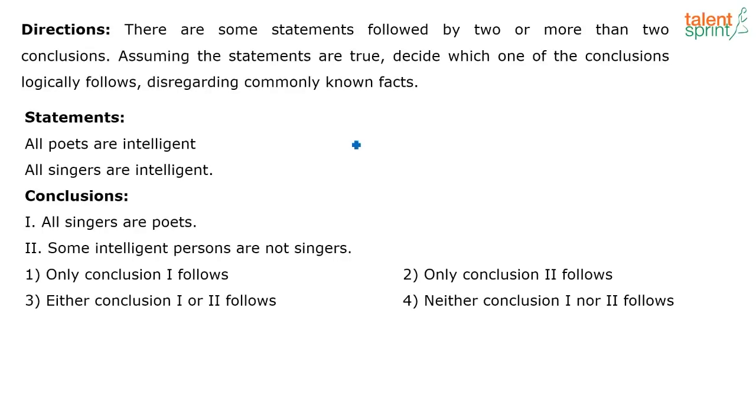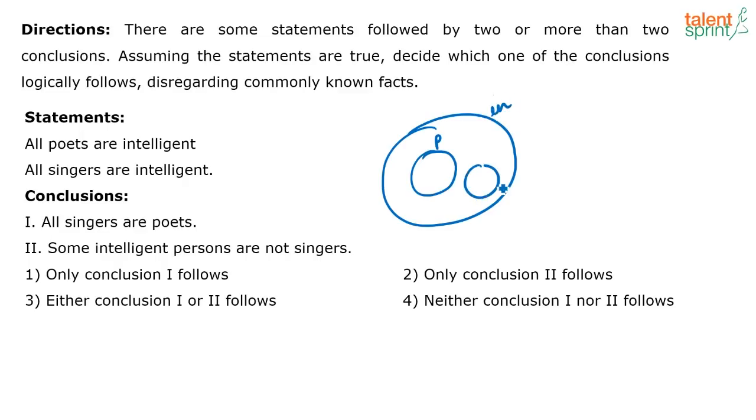Now what is given here? All poets are intelligent. All singers are intelligent. So this is singers, this is poets. I've drawn it with minimal overlapping. There can be intersection among them also. We don't know, so for now I have drawn it like this. Now what is given here? All singers are poets. Again, that's a possibility, not a surety. So this conclusion does not follow.